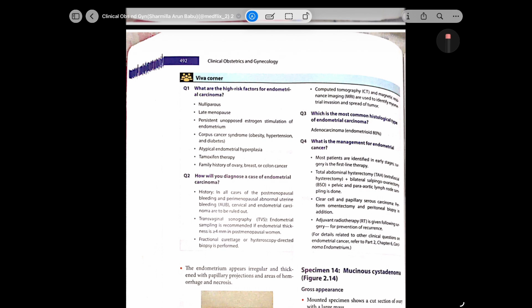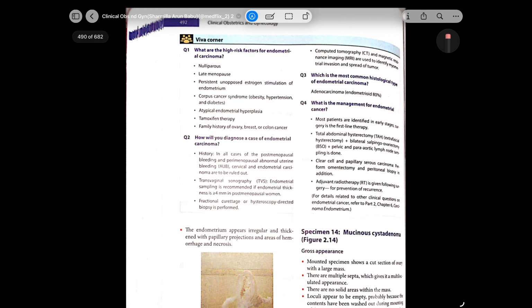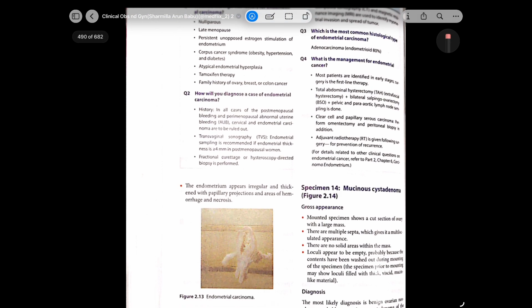What is the most common histological type of endometrial carcinoma? Adenocarcinoma. Endometrioid 80%. What is the management of endometrial cancer? Most patients are identified in early stages. Surgery is the first line therapy. Total abdominal hysterectomy, extrafascial hysterectomy plus bilateral salpingo-oophorectomy. Pelvic and para-aortic lymph node sampling is done.